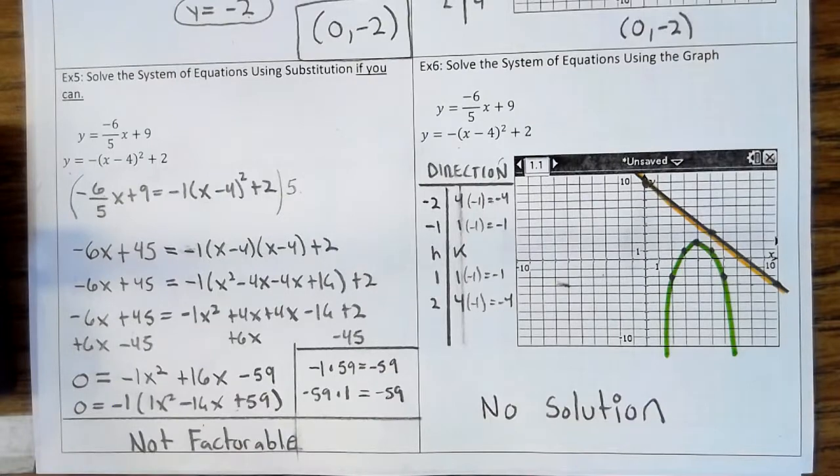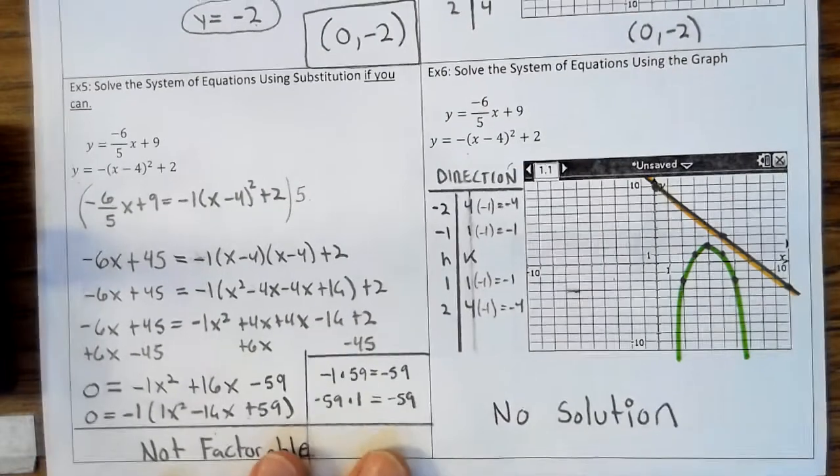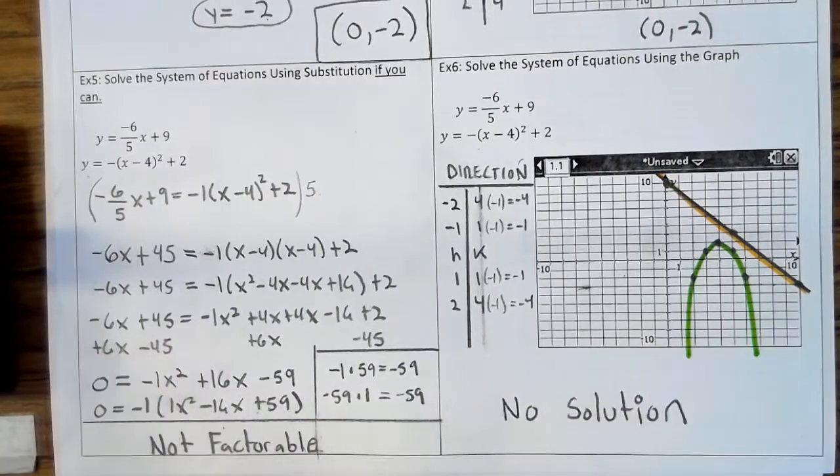So if it's not factorable, it means that they're not going to intersect, and there'll be no solution in this case. In other cases, when it says not factorable, it could still be a solution, but in this case, it meant no solution. All right, so that finishes up the longest video of your entire life.